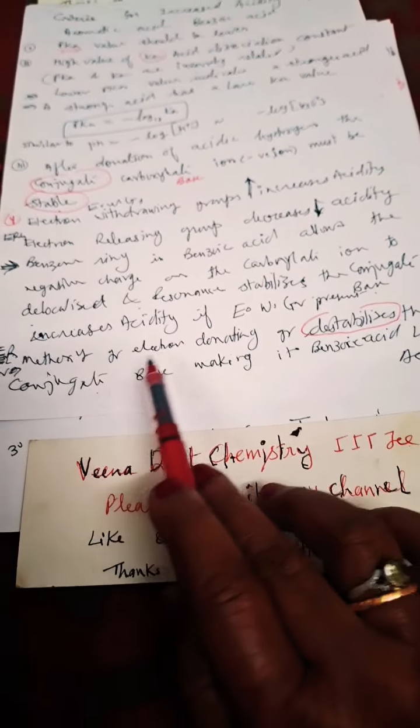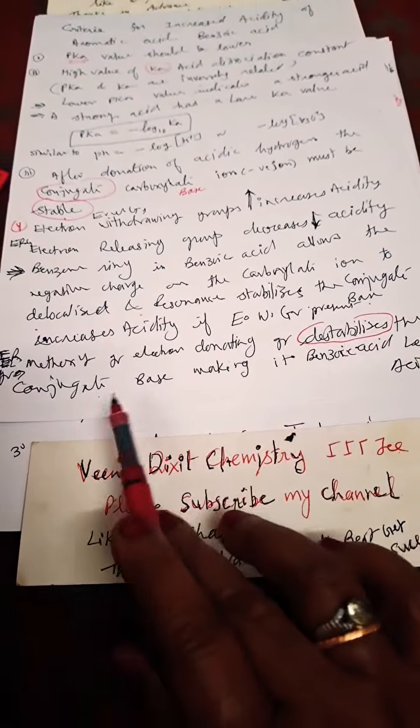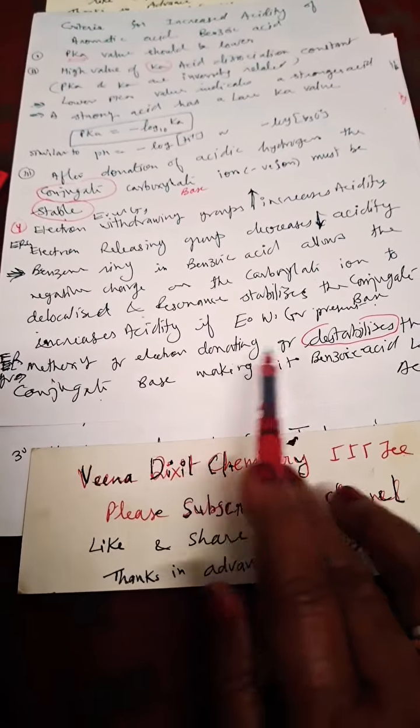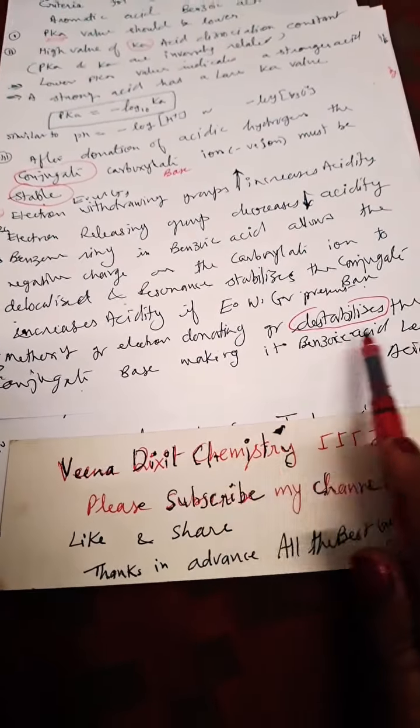Again I repeat, the methoxy group destabilizes the carboxylate ion, that is the conjugate base of the acid, so that it is less acidic.